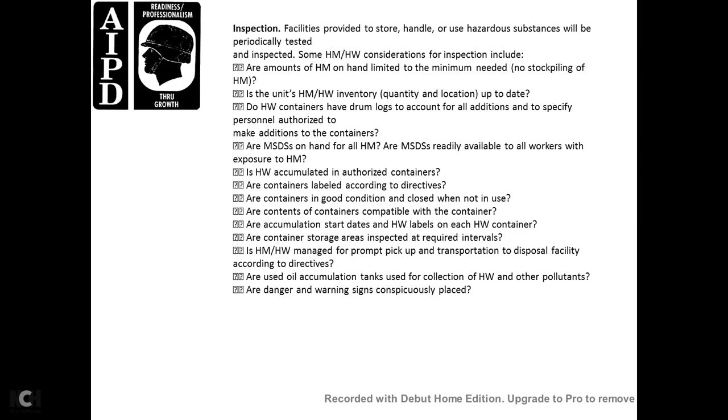Accumulations are started with the hazardous waste label on the hazardous waste container. The container storage area is inspected at the required intervals. Hazardous waste is managed with proper pickup and transportation to a disposal facility according to directives. Oil accumulation tanks used to collect hazardous waste and other pollutants should have air and danger warning signs conspicuously placed.